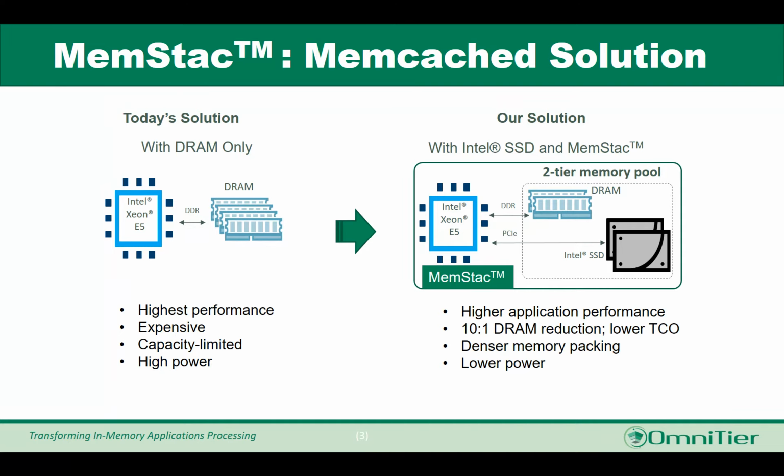So where does OmniTier's MemStac fit in? MemStac provides an integrated solution that can deliver DRAM equivalent performance, and in some cases, even higher application performance at a much lower TCO. MemStac's nodes are denser than a typical DRAM-only node, which allows scalability at a lower cost. And these cost savings are coming not just from the memory, but from potentially fewer cache servers that need to be deployed. In comparison to a DRAM-only solution, MemStac is also a lower power alternative.